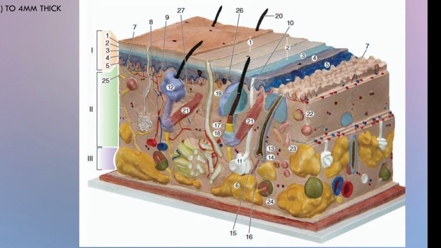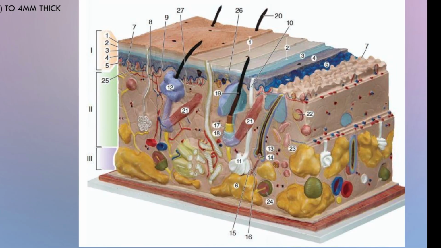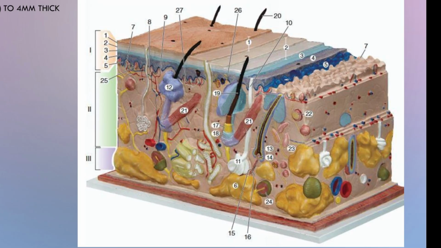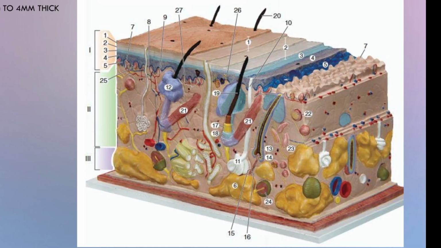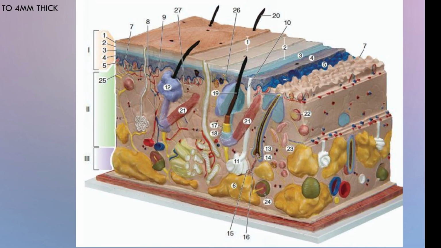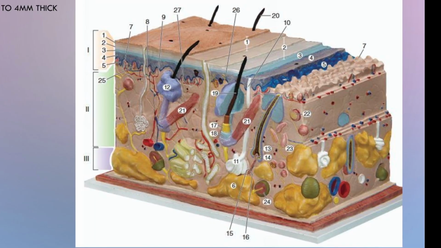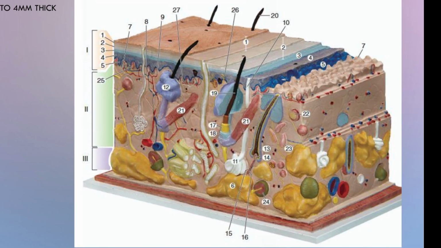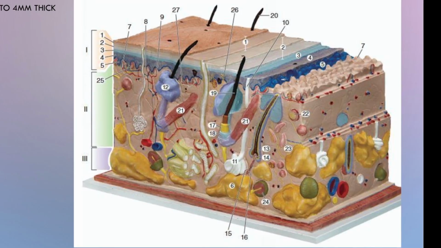And now let's look at the specific structures of the hair itself. So 14 is the papilla of the hair. The hair papilla contains blood vessels and provides nutrients to the hair for growth. Number 15 is the papillary artery. That's going to provide blood to the hair. And then the vein at number 16 is going to carry blood away from the hair.